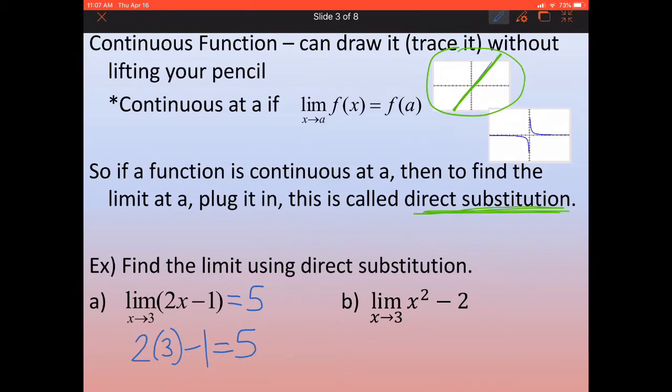Okay, so the next one, the limit as x approaches 3 of x squared minus 2. So x squared minus 2 is a quadratic. That is continuous. It's just a parabola. So all we have to do is use direct substitution. So 3 squared minus 2. So that answer is 7, right? 3 squared is 9, minus 2 is 7. So that's the limit as x approaches 3 of x squared minus 2.